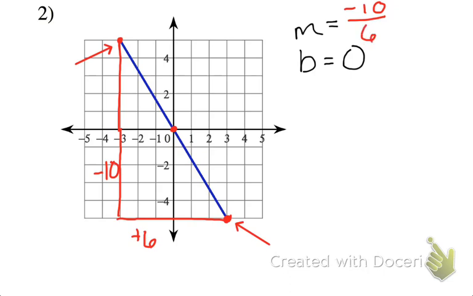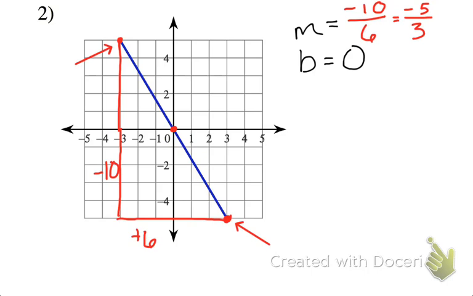Simplify if you can. Slope looks really ugly if it's not simplified. So let's go ahead and simplify. That would be negative 5 over 3. That looks better. Is it improper? Yeah. Does it really matter? No. Just simplify it as far as you can. Leave it improper. Don't turn it into a mixed number.